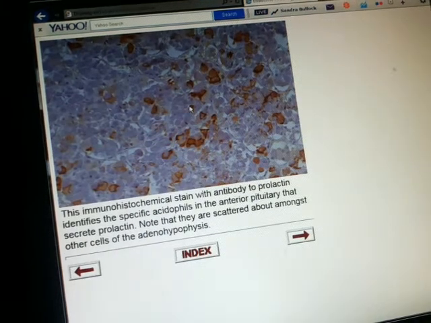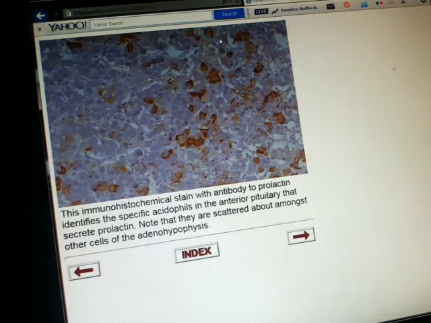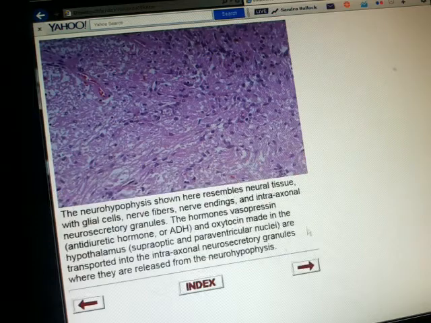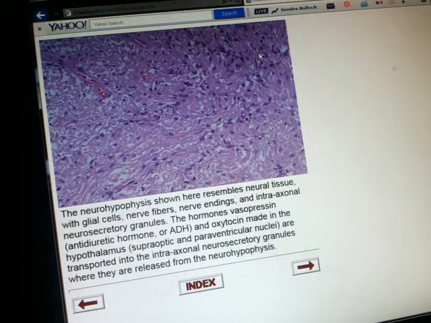Using immunostains and antibody against prolactin, we can highlight the prolactin secreting cells here. This is the neurohypophysis. It's formed mainly of neural tissue, and it's considered a continuation of the hypothalamus into the sella turcica.